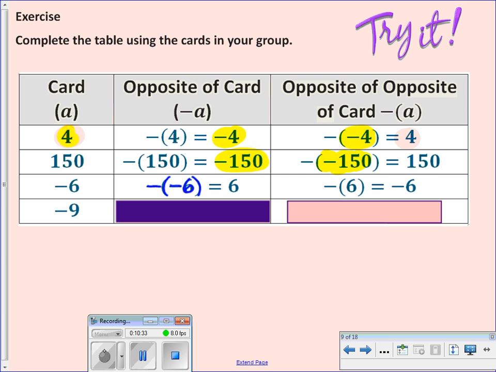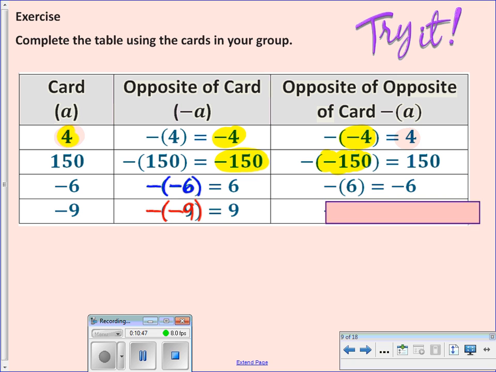So negative 9. The opposite of negative 9 is positive 9. The opposite of positive 9 is negative 9. Okay? So just talk yourself through it. When you write the negative sign, say the word opposite. When you write parentheses, say the word up. Maybe that will be helpful.